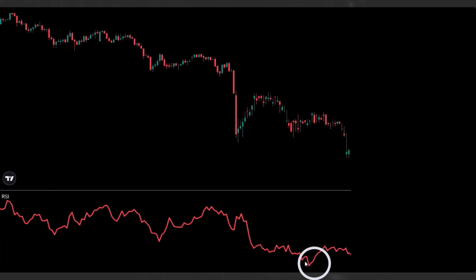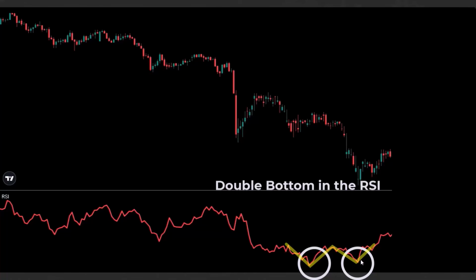After that, the RSI begins to move slightly upward. The small bounce suggests that the selling pressure is starting to slow down. But then the RSI drops again. Now pay close attention to what happens here. The RSI forms another low, but this time it cannot move much lower than the previous bottom. Instead, it creates a second low around the same level. So now we have 2 lows forming a shape that looks like the letter W. This is what we call a double bottom in the RSI.